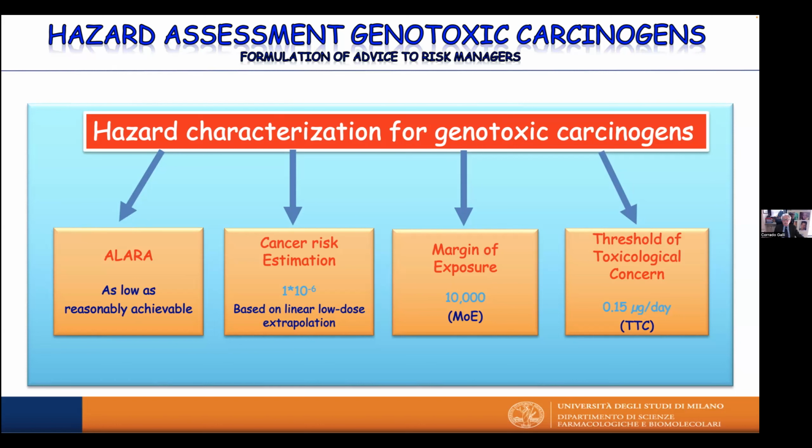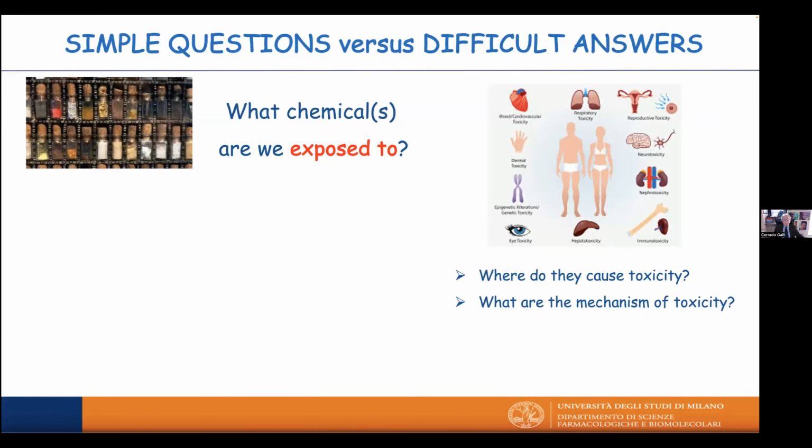Then the threshold of toxicological concern, for chemicals containing some structural alert for genotoxicity. The system will allow you to use as a threshold 0.15 micrograms a day. And if you are dealing with toxicants or chemicals that are not DNA reacting, then you can use the three Cramer classes, or maybe two, because mainly the first one and the third one. So these are some solutions.